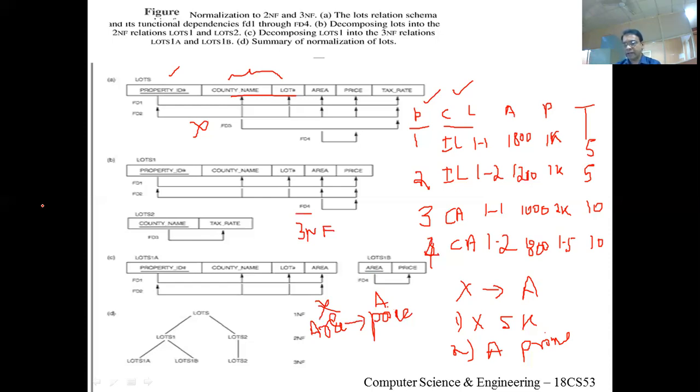FD1 and FD2 will be retained as they are, and FD4 we are moving here. Lots 1B: area determines price. Make area the primary key. Now you can see the overall diagram here. D, summary of normalization of the lots relation. Lots has been broken down into 1 and 2 after 2NF normalization, and then lots 1 is broken down into two relation schemas, that is 1A and 1B, after 3NF normalization. So that's about the general definition by considering the candidate keys.